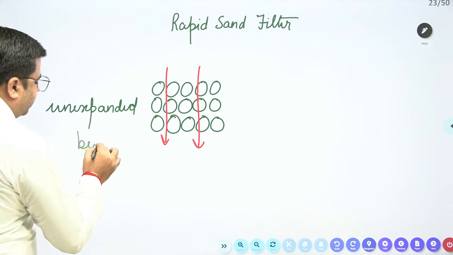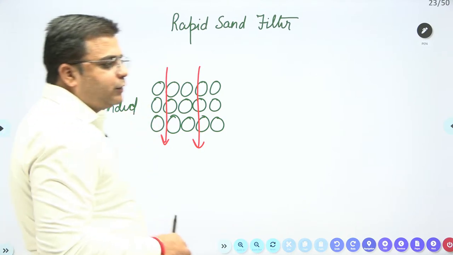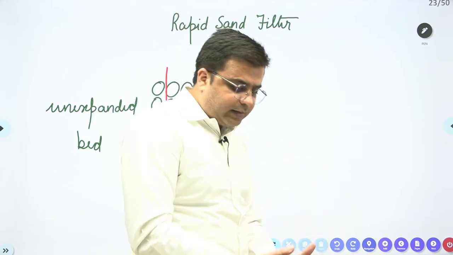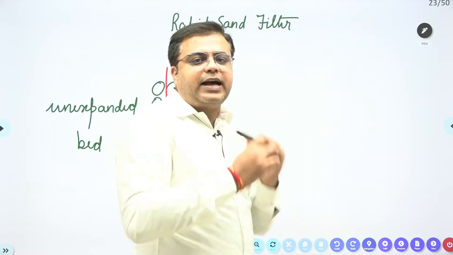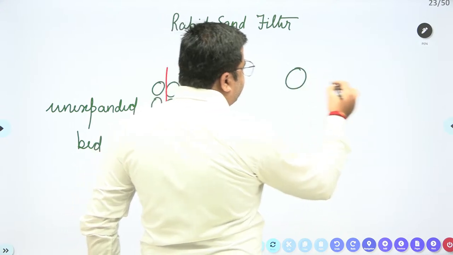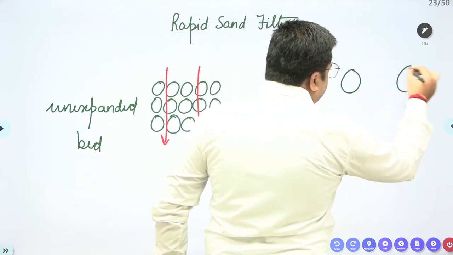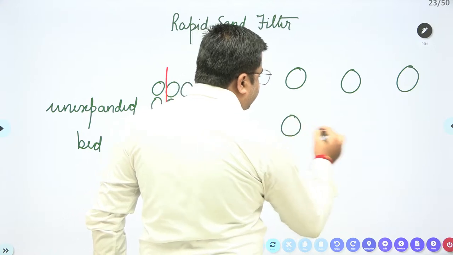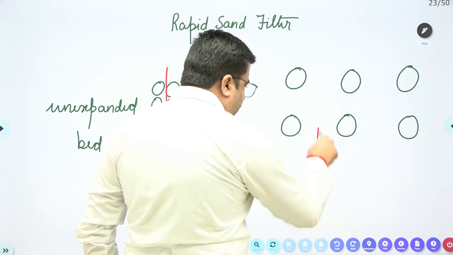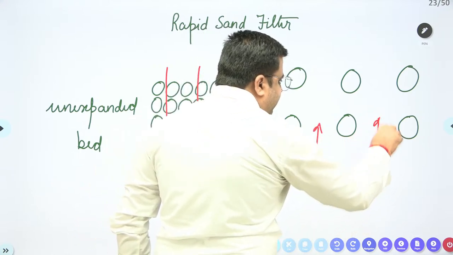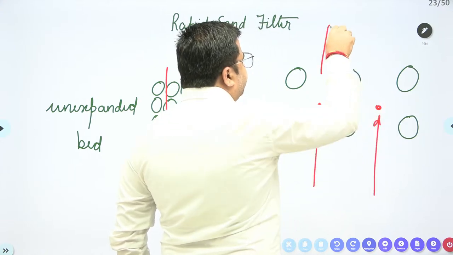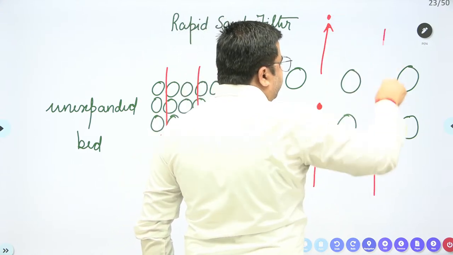This is the unexpanded bed. But when this filter is cleaned, backwashing is done, and this reverse washing increases the size of the voids, and the particles are distributed like this. This backwashing water is high pressure water, and it is sent from the bottom, which takes away impurities along with it, and these impurities are removed from the filter bed.